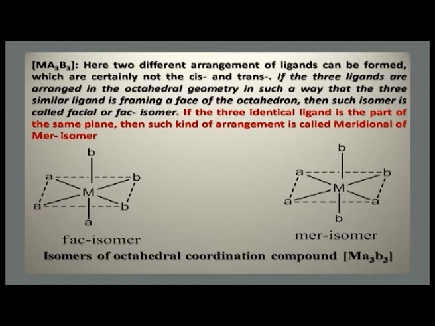Ma3b3. Here two different arrangements of ligands can be formed which are certainly not cis and trans. If the 3 ligands are arranged in the octahedral geometry in such a way that the 3 similar ligands frame a face of the octahedron, then such an isomer is called a facial or FAC isomer. If the 3 identical ligands are part of the same plane, then such an arrangement is called a meridional or MER isomer. I have a question for you.